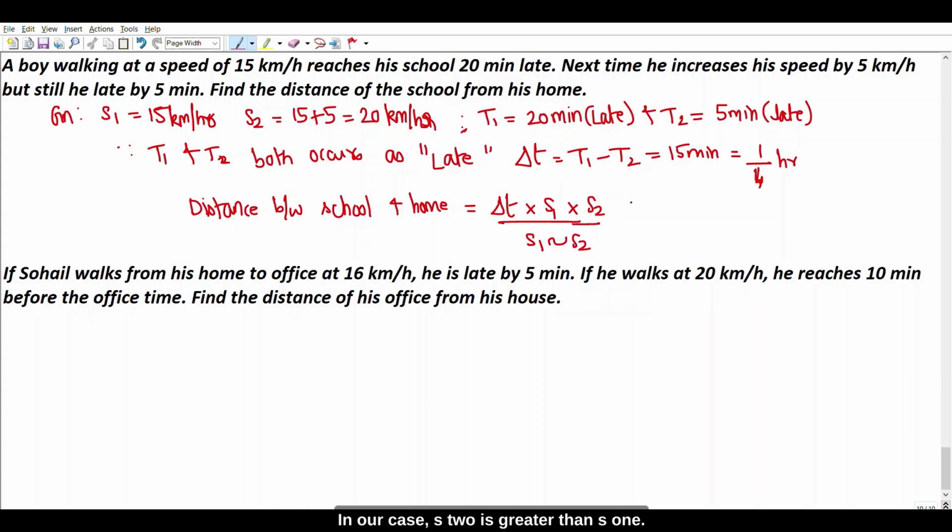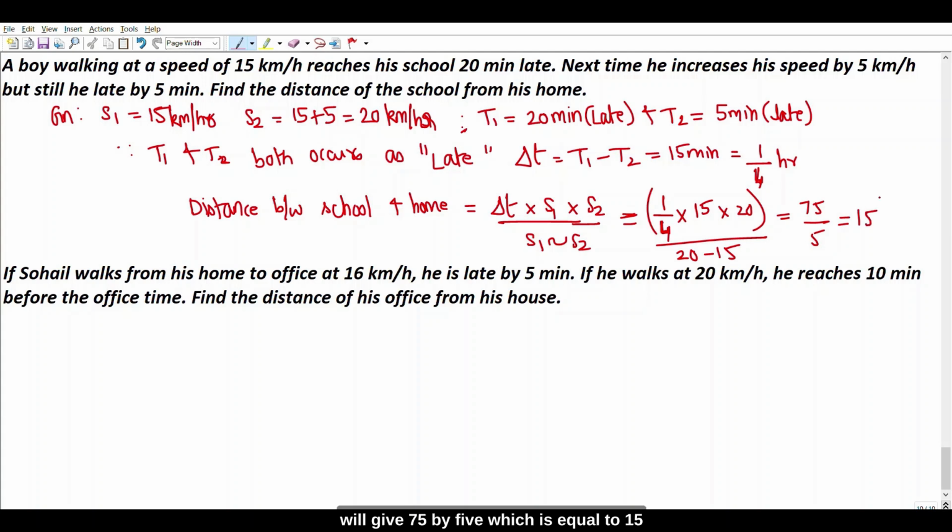In our case, S2 is greater than S1, therefore 1 by 4 multiplied by 15 multiplied by 20, the whole divided by 20 minus 15. So this in turn will give 75 by 5, which is equal to 15 kilometers. Therefore, the distance between the school and home is equal to 15 kilometers. Let us solve one more example to understand this concept clearly.